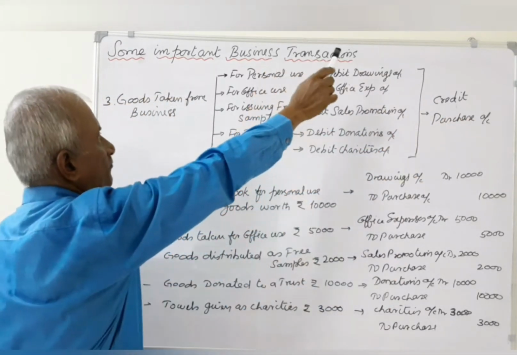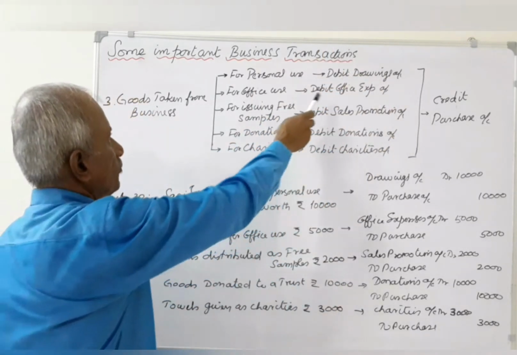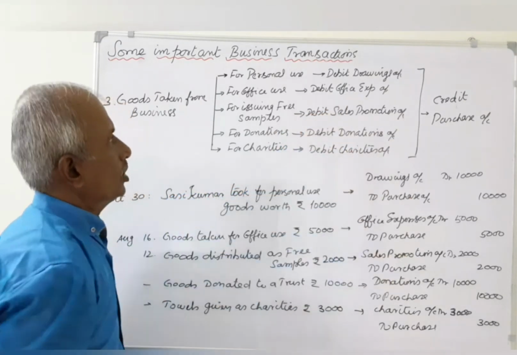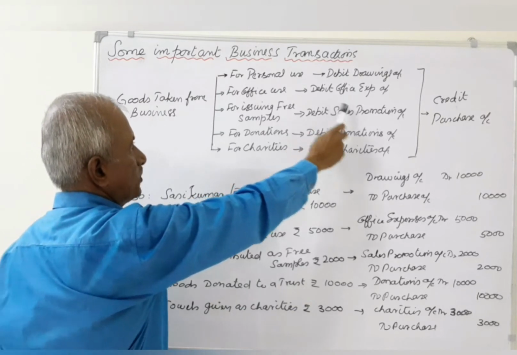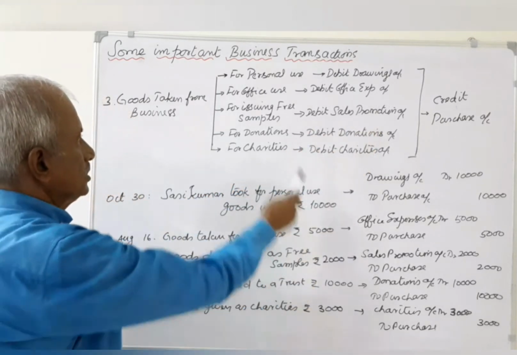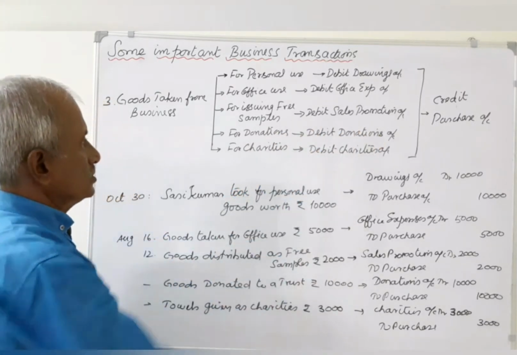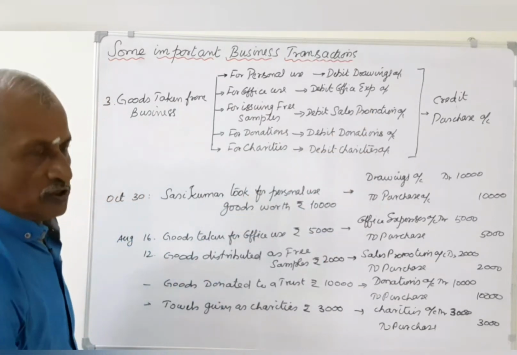So goods taken for personal use, drawings account debit to purchase. For goods taken for office use, office expenses account debit to purchase. Goods issued as free samples, sales promotion account debit to purchase. Goods taken for donations, donations account debit to purchase. For charities, it is charities account debit to purchase.